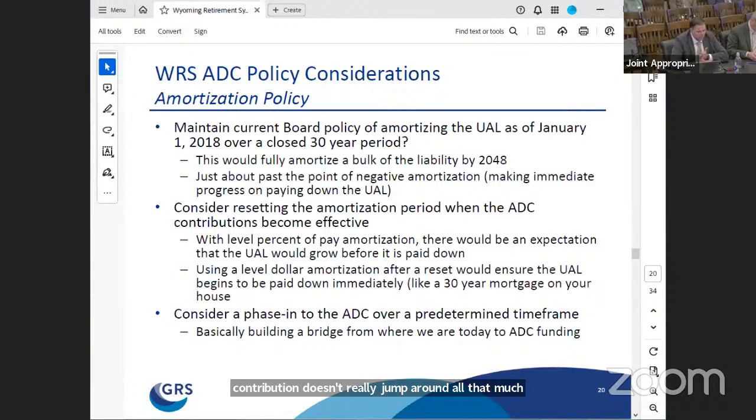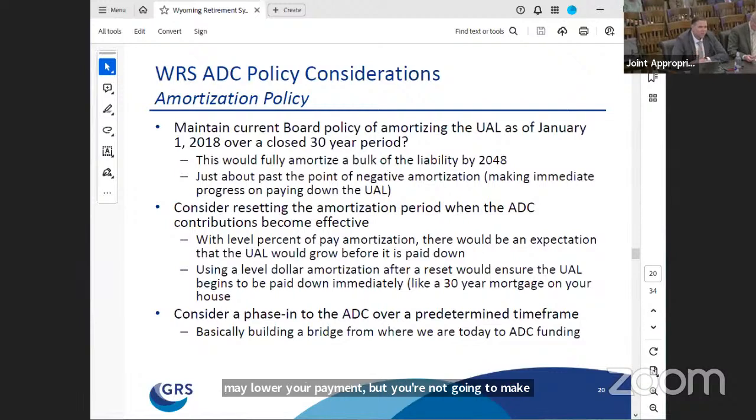We have a policy in place that the board seems to like quite a bit. There certainly are other options. One would be to reset that period. We're 5 years into the board's policy right now, so there are 25 years remaining. You could certainly think about resetting it. The only thing I would caution about a reset is that it would be similar to refinancing your mortgage on your house. Everyone knows that you may lower your payment, but you're not going to make progress on paying it off as quickly.